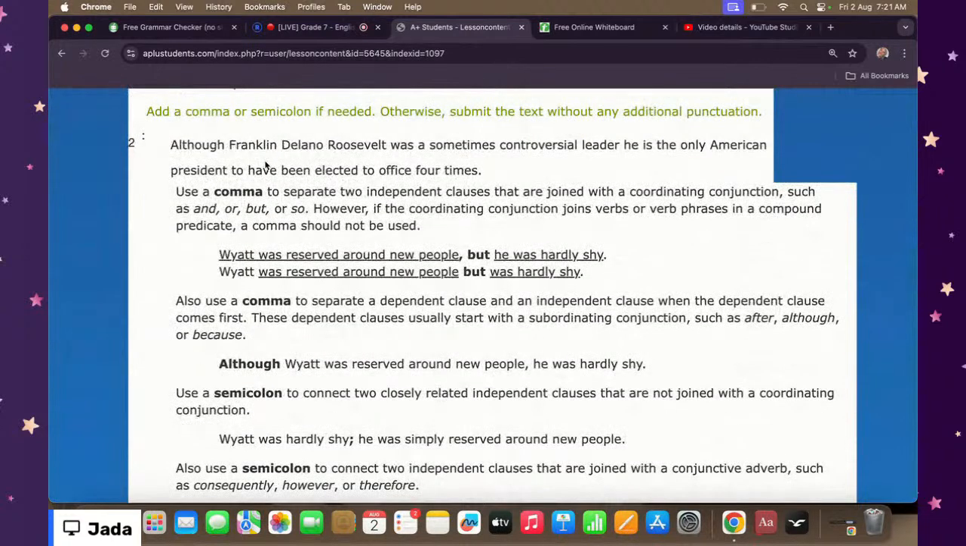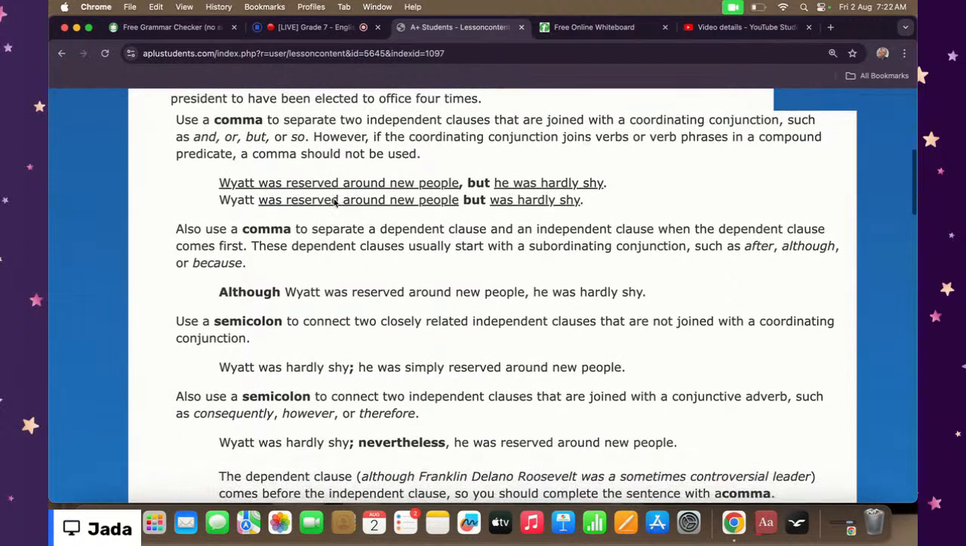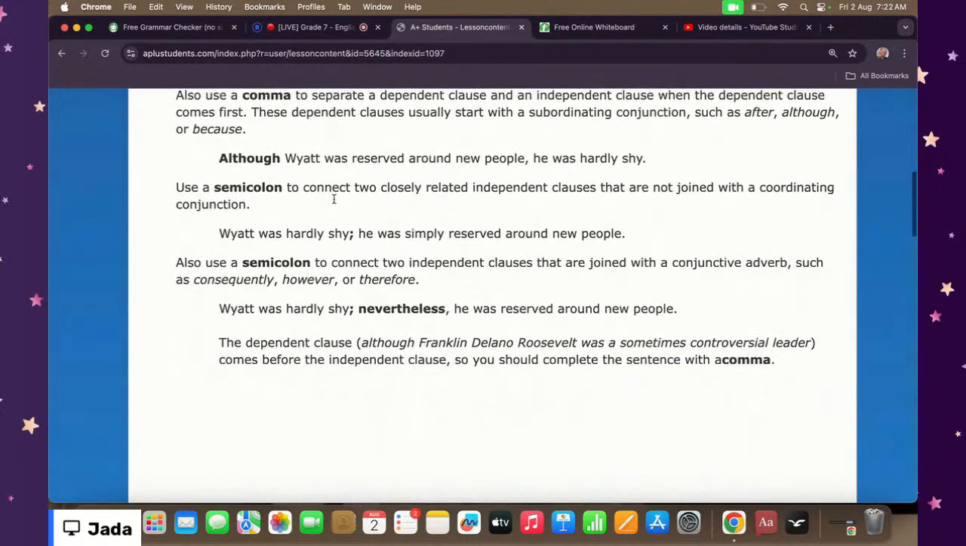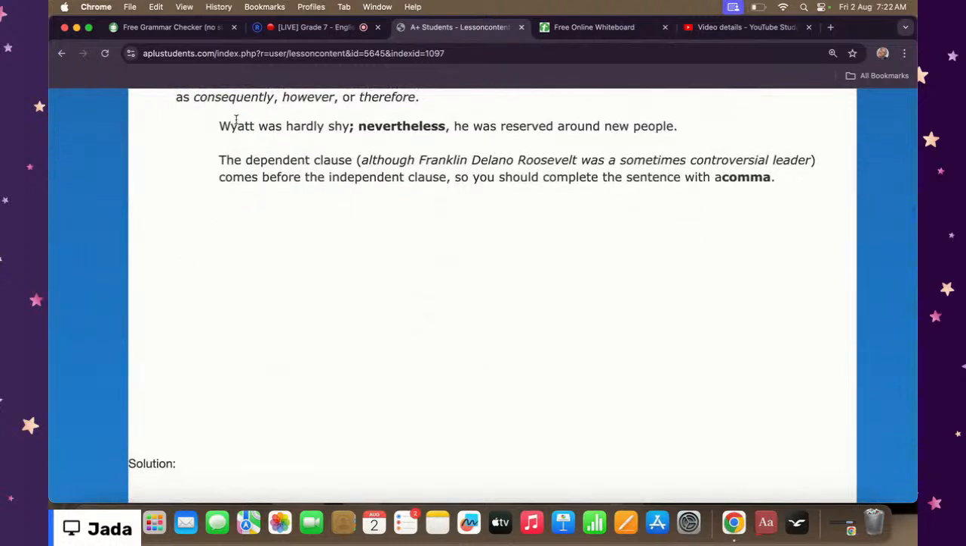So, although Franklin Delano Roosevelt was a sometimes controversial leader, he is the only American president to have been elected to office four times. Okay, so we have to check the sentence. It says add a comma or semicolon if needed. Otherwise, submit the text without any additional punctuation. So, it says here that you have to put a comma because it started with a dependent clause, like we've said. So since it starts with a dependent clause, you have to put a comma. Okay? You should complete it with a comma.